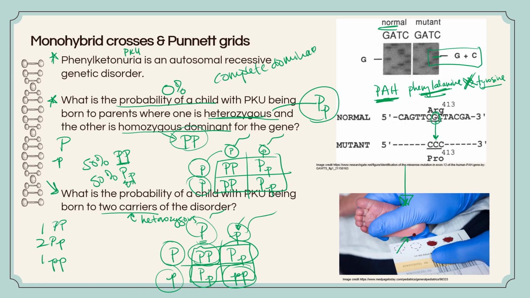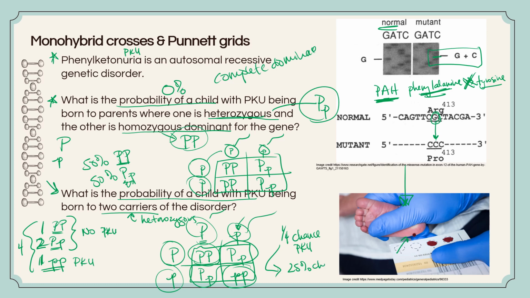When it comes to the phenotypes, that physical trait, the homozygous dominant and the heterozygotes are going to have no PKU. They're going to be normal. This 1 out of 4 chance is going to have that disorder PKU. So the probability of a child with PKU being born to two carriers is 1 out of 1 plus 2 plus 1, total of 4. There's a 1 in 4 chance of a child having PKU. We could also write that as 25%, because we know that 1 out of 4 is 25%.